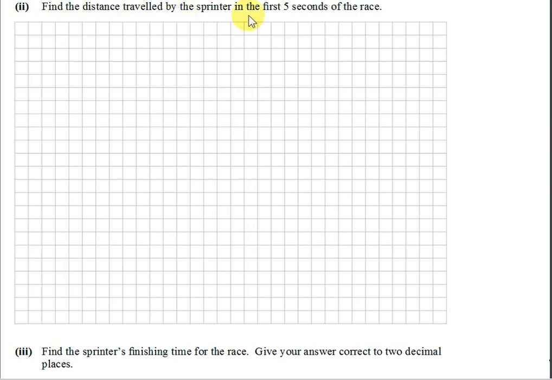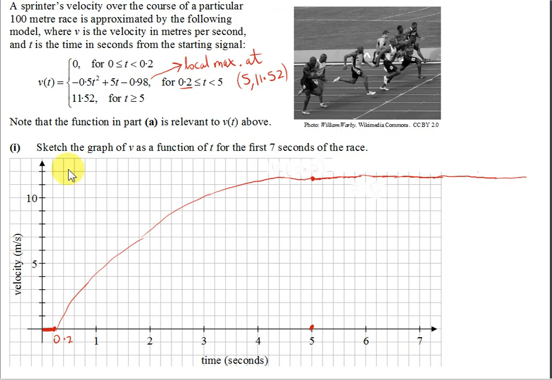Find the distance travelled by the sprinter in the first 5 seconds of the race. Now, we know that speed or velocity is distance divided by time. Well, this would give us the average speed or average velocity if an object travels a distance of d in a time t. We divide the distance by the time taken. Now we can rearrange this to get the distance. Distance is velocity multiplied by time.